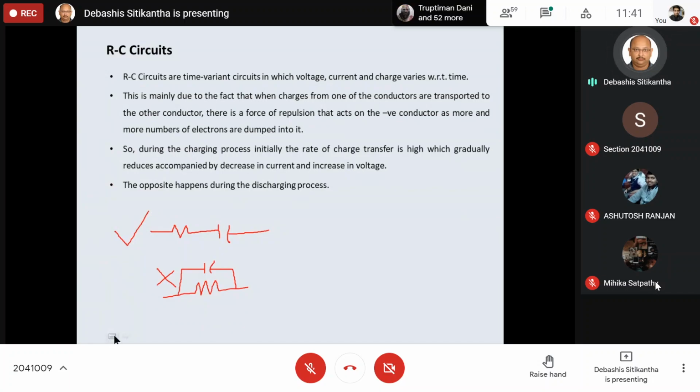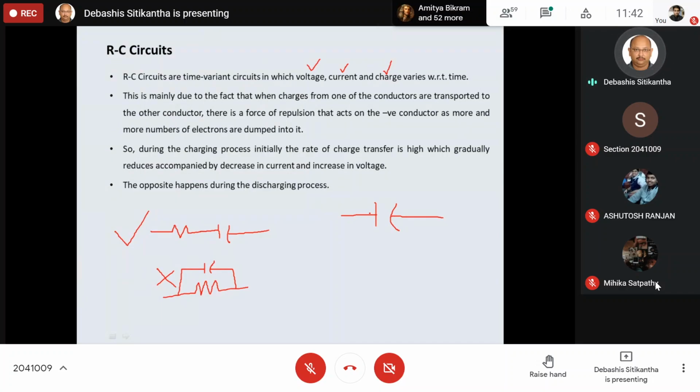Okay. Now, as you can see, your RC circuits are time variant circuits in which voltage, current, and charge, these three parameters, are going to vary with respect to time. Now, why is the voltage across the RC circuit, or the current through the RC circuit, going to change with respect to time? What is the reason behind it? The reason is something I have already explained when I was explaining the working principle behind the charging of a capacitor.